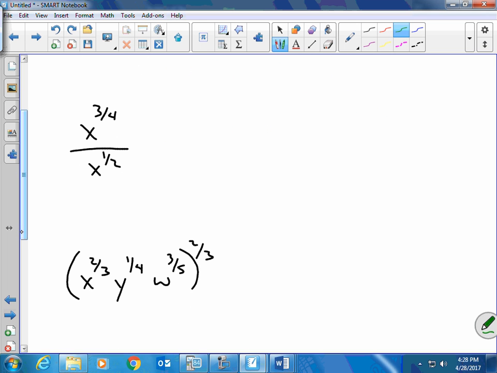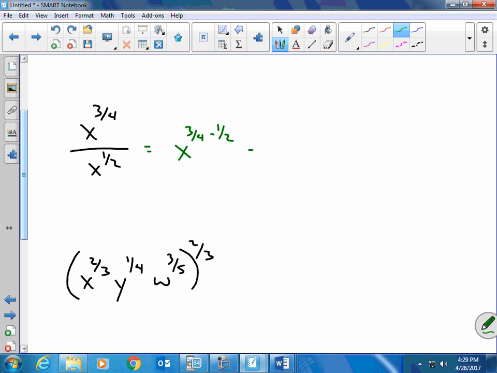When I divide, I subtract exponents. Just like when you multiply, you add. When you divide, you subtract. So what this really is, is 3/4 minus 1/2 as an exponent. You need to clarify that. When you divide like bases, you subtract the exponents.